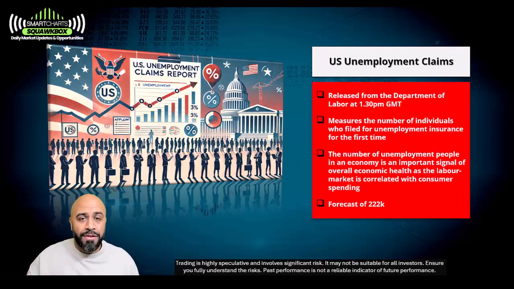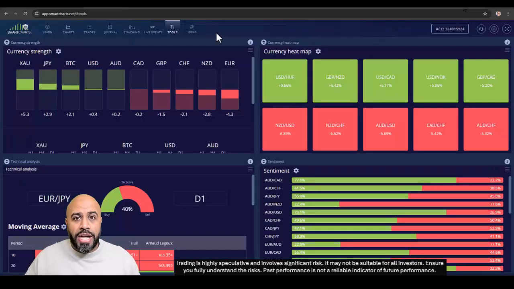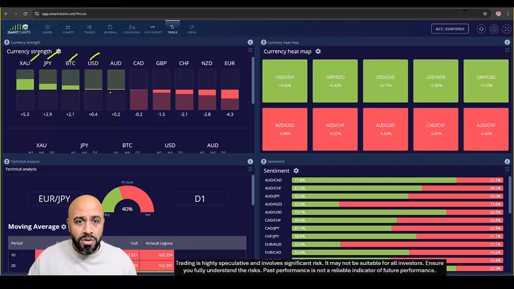So let's actually have a look at how this impacts the technical picture, and let's dive into SmartCharts and have a look at any potential trading setups. Okay, so if we look at the tools tab here and look at the currency strength index first of all, it just gives us a nice quick broad overview of what's happening in the currency market. We can see right now that it's going to be your gold, yen, Bitcoin and the US dollar that are particularly strong, and we can see the euro, Kiwi, Swiss franc, British pound particularly weak.